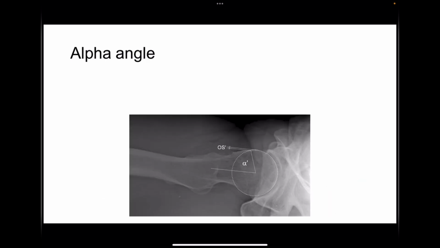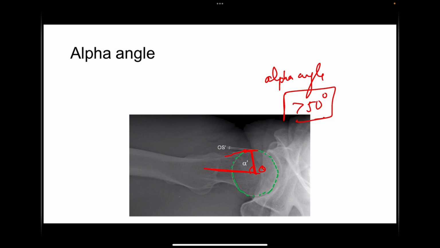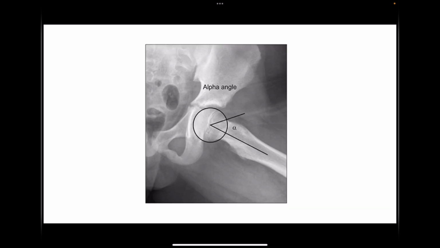Alpha angle is also an angle which is calculated on the frog lateral view. We draw a perfect circle around the femoral head on the frog lateral view, and we see where this circle intersects the neck of the femur, the point at which the neck of the femur is entering this circle. At that point, we draw a line from the center of the femoral head and one line along the shaft. And this angle, theta, is the alpha angle. Whenever it is more than 50 degrees, this again is suggestive of a higher chance of contralateral slip. So we have explained both the Barrios angle and the alpha angle.